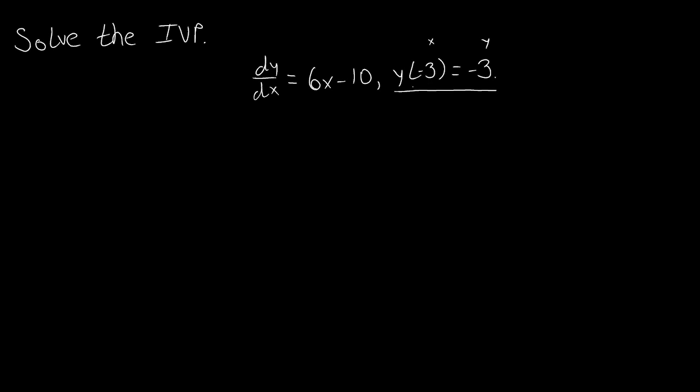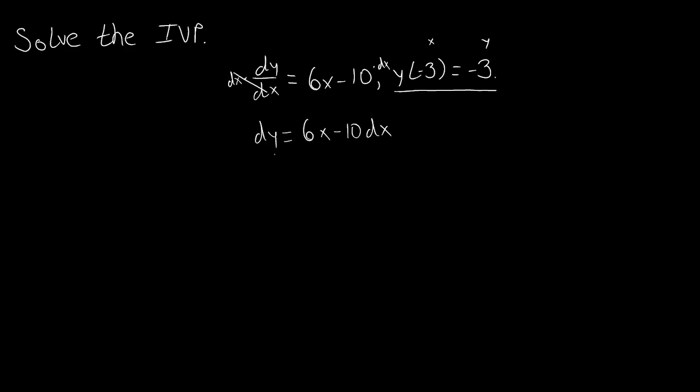Well, when we have a problem given to us in this notation, we recognize dy over dx as representing the derivative of y with respect to x, right? And what we talked about a couple sections ago is that dy and dx are individually differentials. So we can multiply this dx to both sides, and when we do that, these divide away. What we're left with is dy equals 6x minus 10 dx.